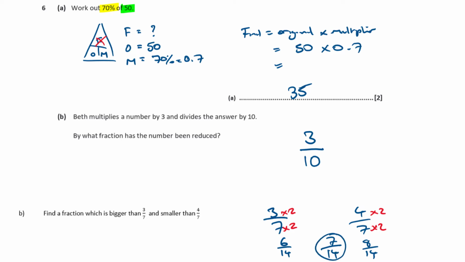Okay, so that's my answer then, isn't it? The fraction that is bigger than 3/7 and smaller than 4/7 is 7/14. Now 7/14, you could cancel that down to a half. It's actually a half, isn't it? But you don't need to. It doesn't say that you have to write it in the lowest form. So just a fraction is fine.